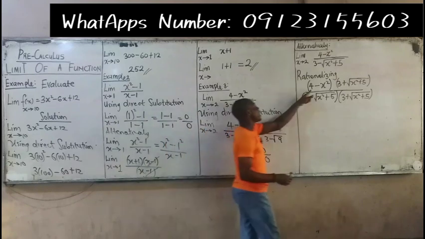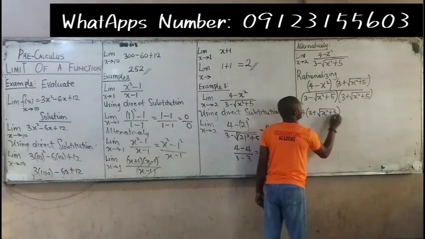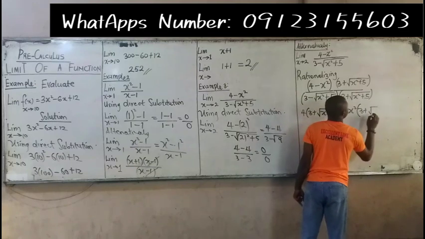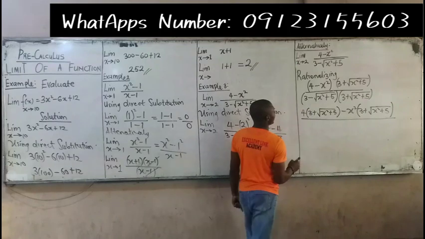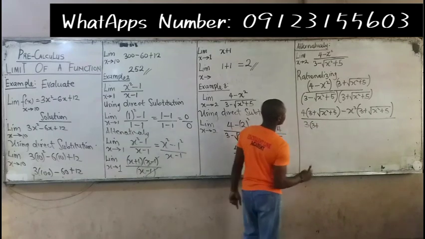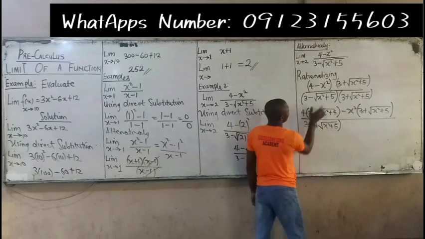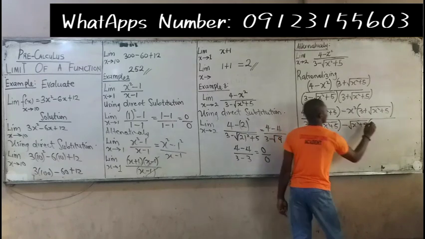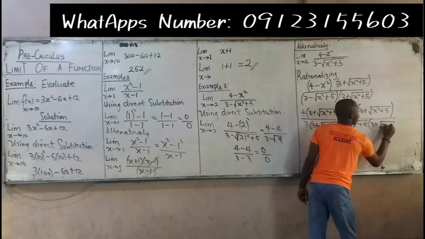So pick out the first term, which is 4, multiply by all the terms here, 3 plus root x squared plus 5. Pick out the second term, minus x squared, into all the terms here, 3 plus root x squared plus 5. In this manner, I have this all over the second term. Now 3, the first term here, into all the terms here, 3 plus root x squared plus 5. The second term here, which is minus root x squared plus 5, into all these terms, 3 plus root x squared plus 5.